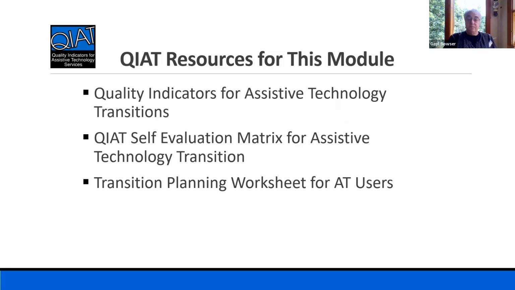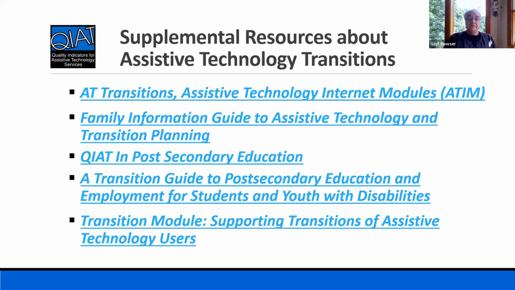This is a list of the transition for assistive technology resources that are on the QIAT website. There are the quality indicators, the self-evaluation matrix, and the transition planning worksheet that I've referred to several times. But I also wanted to point out to you this list of supplemental resources about assistive technology transitions, so that you might be able to delve more deeply into this topic and get the information you need to plan effective assistive technology transitions for your students.